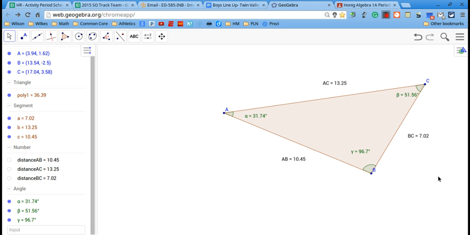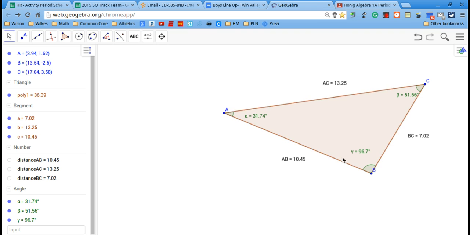Okay, ladies and gentlemen, this is your next video in GeoGebra working with these triangles. What you're going to do now is take a look at this triangle and compare the sides. So this video is all about comparing the sides and finding out what we notice. First thing to do is to identify where your longest side is.